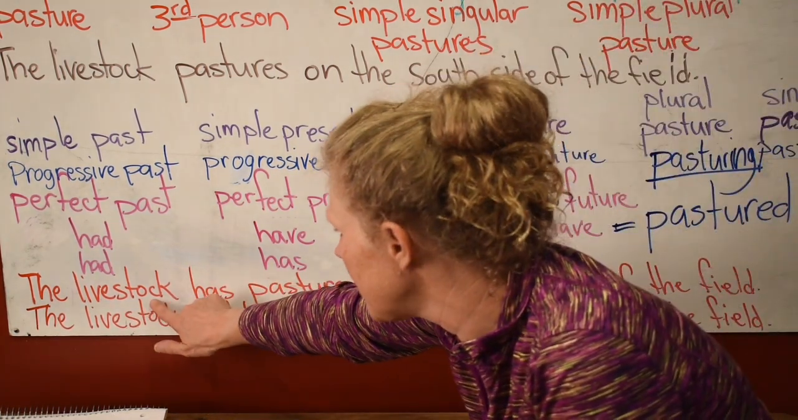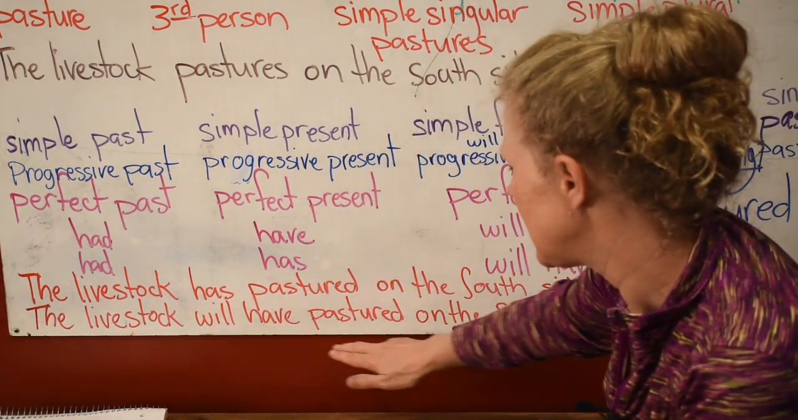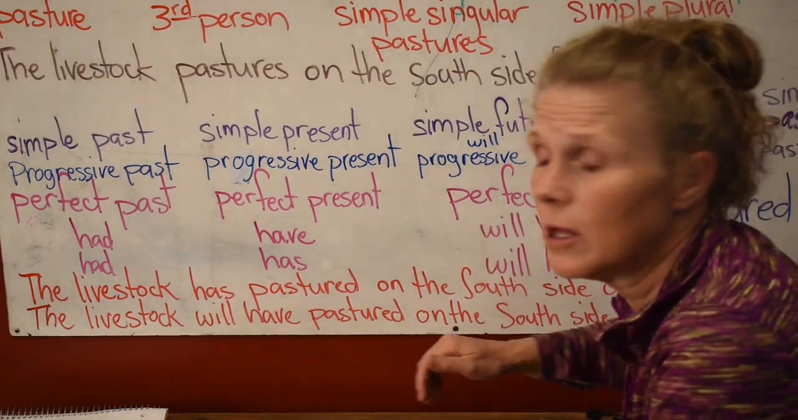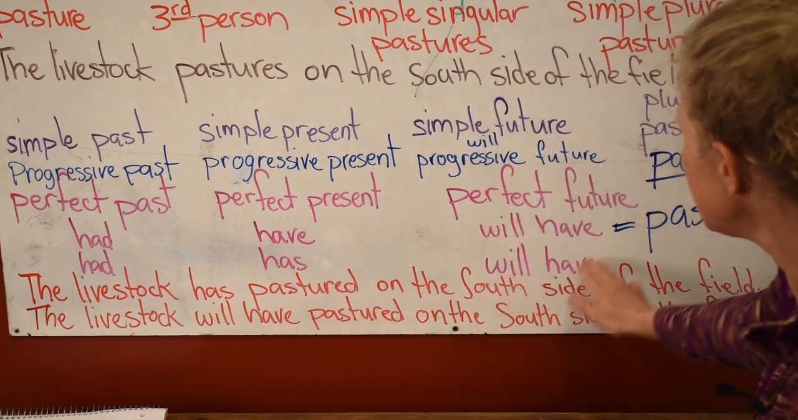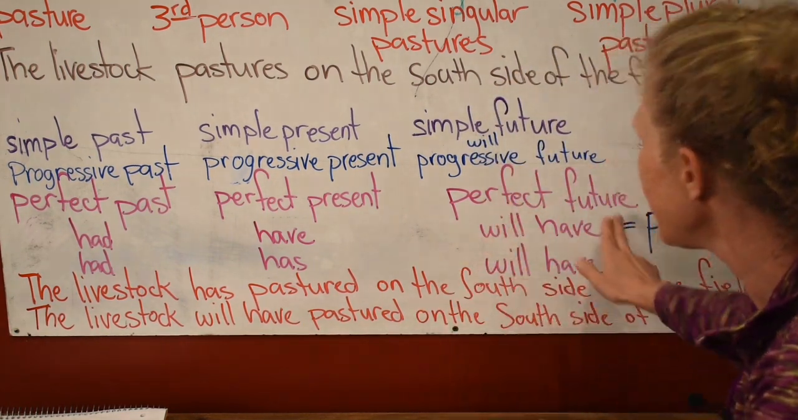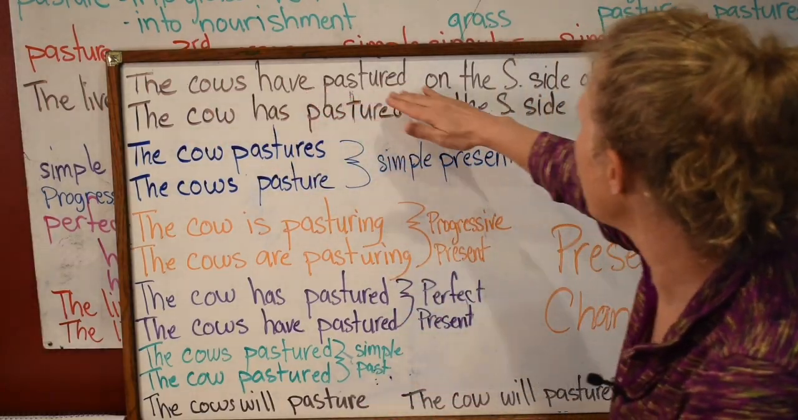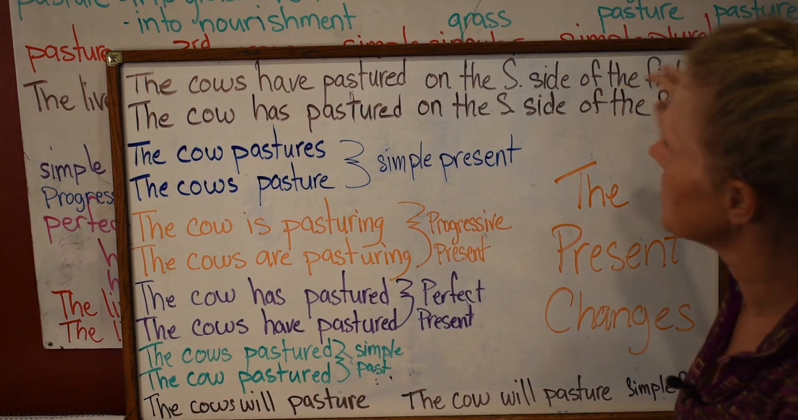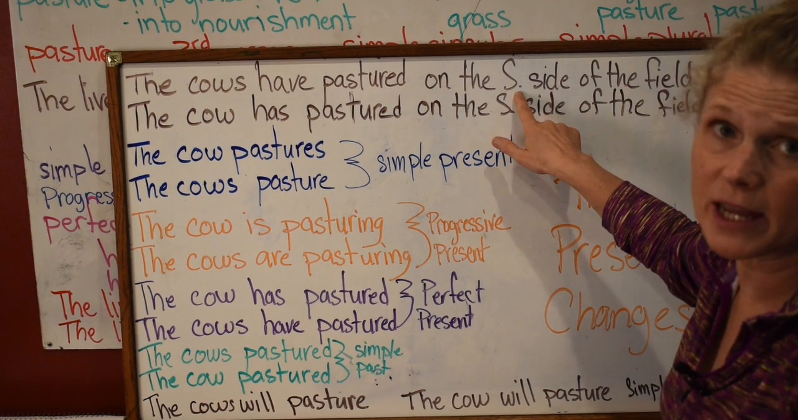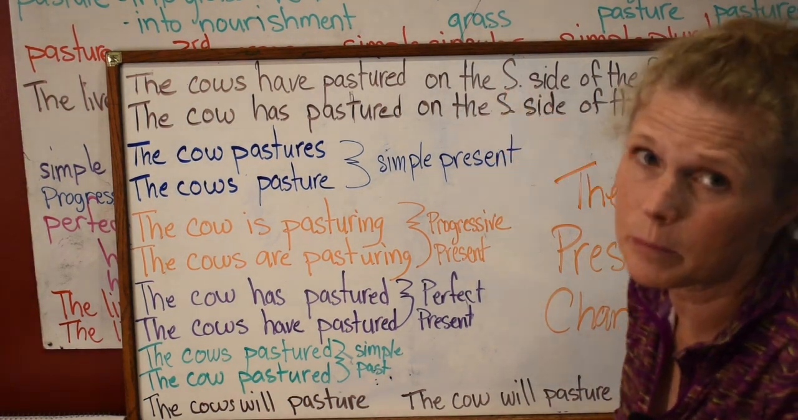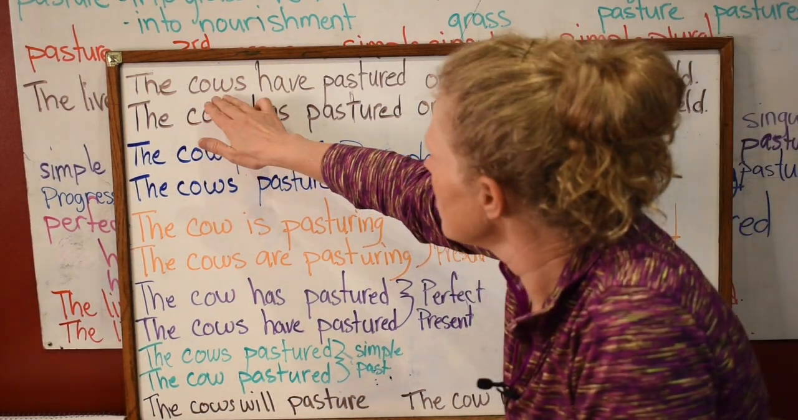Right here, I used it as a singular. Here you can't tell what I used it as, because there is no singular or plural. In the perfect future it doesn't matter if it's singular or plural, it'll be the same. The cows have pastured on the south side of the field. I didn't have enough room, so I abbreviated south. It needs to be capitalized with a period. That's how you abbreviate.